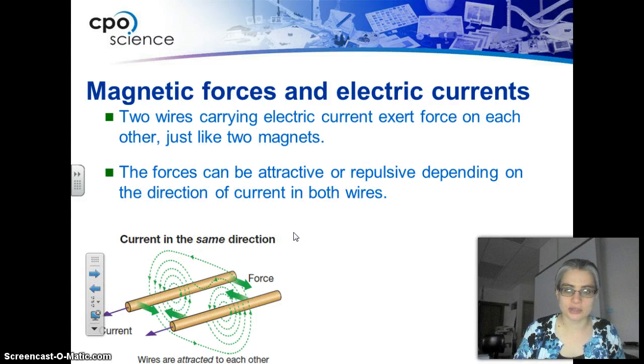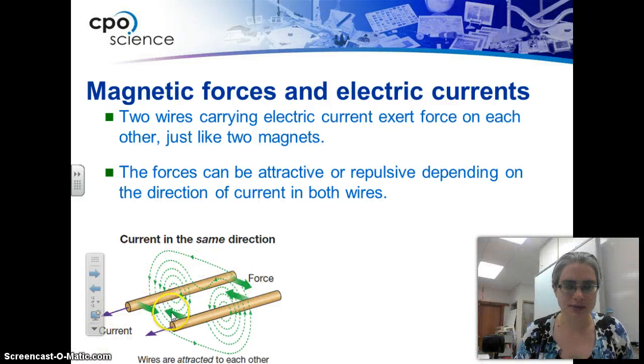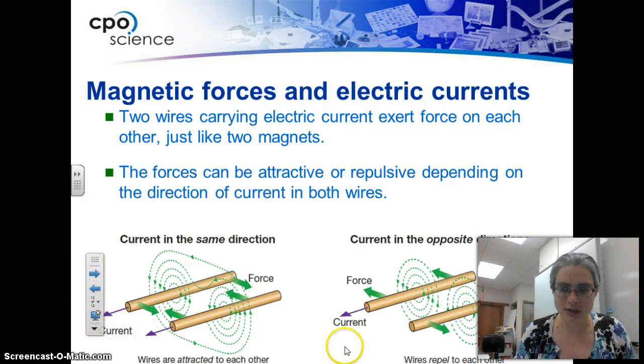Two wires carrying electric current exert force on each other just like two magnets. The forces can be attractive or repulsive depending on the direction of both current wires. So in this instance, we've got the currents going in the same direction, so the wires are attracted to each other. Whereas if the currents are going in opposite directions, the wires are actually going to repel each other, just like a magnetic field.